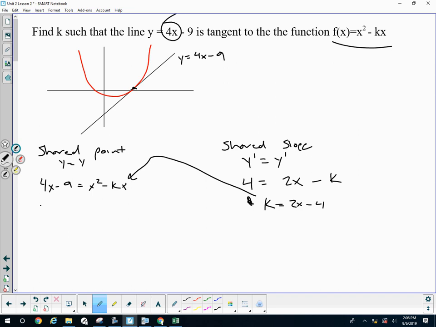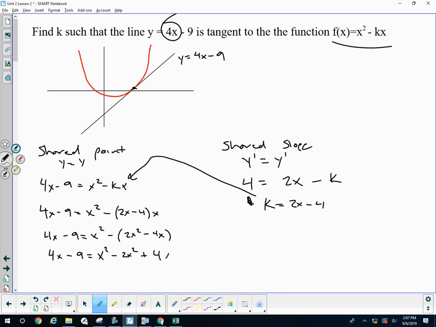Now, this is a little bit more difficult than the one you're going to have on your homework and your quiz. But it's important to be able to do it. Be careful with the distribution of this negative sign. Watch. I get x squared minus, I'm going to distribute the x first, and it's 2x squared minus 4x. Then I'm going to distribute the negative sign. So 4x minus 9 equals x squared minus 2x squared plus 4x.